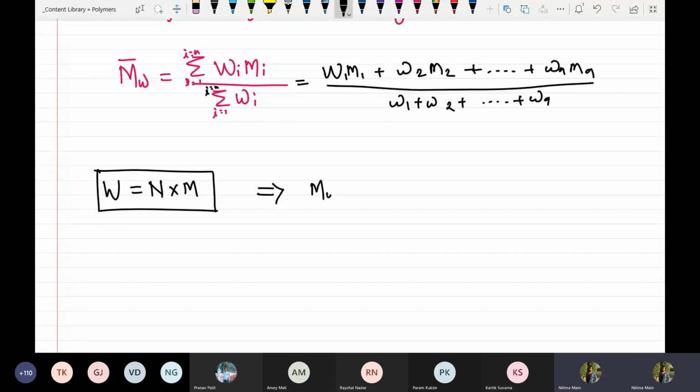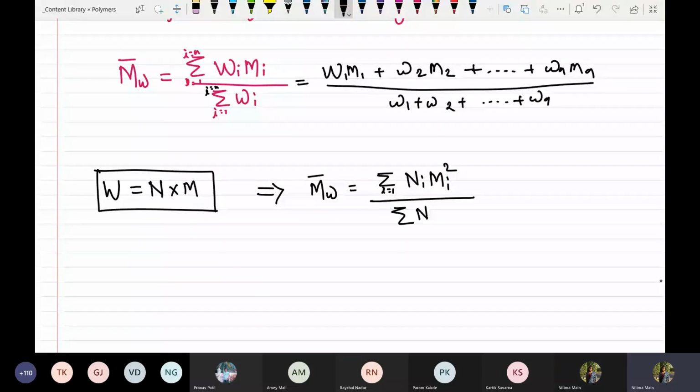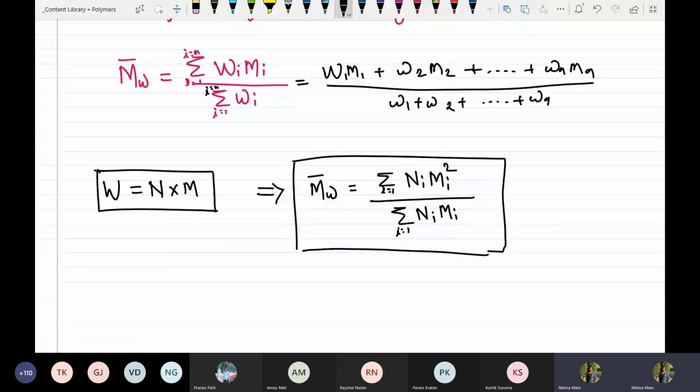N into M. And you can then obviously rewrite this formula. मतलब वो actually simplify हो जाएगा. N I and M I square. Okay. Number average, weight average. Yes, I forgot to tell you about the experiment.